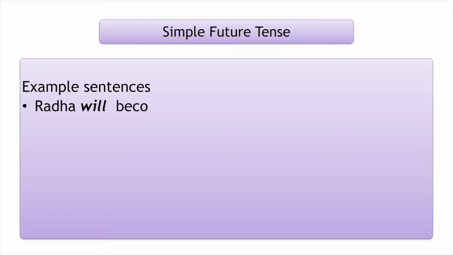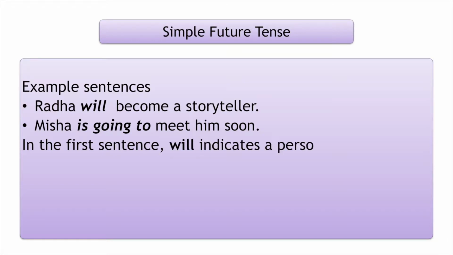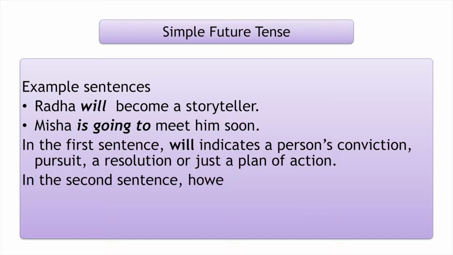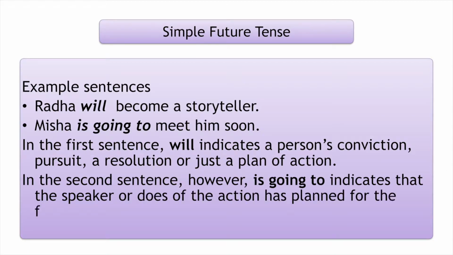Radha will become a storyteller. Misha is going to meet him soon. In the first sentence, will indicates a person's conviction, pursuit, a resolution, or just a plan of action. Whereas in the second sentence, is going to indicates that the speaker or the doer of the action has planned, has properly planned for the future action.